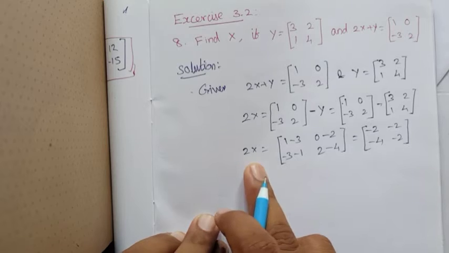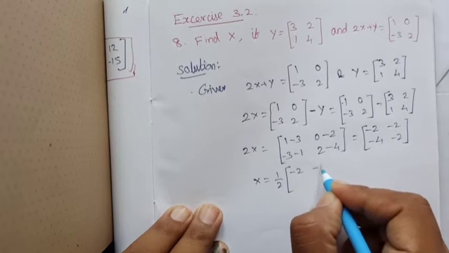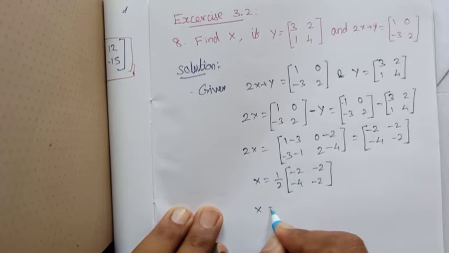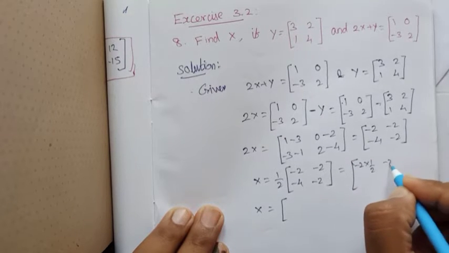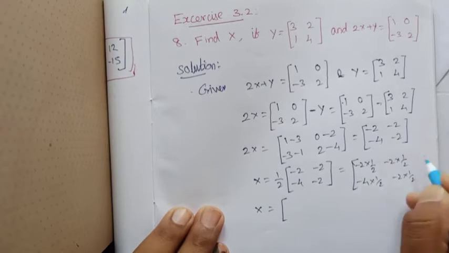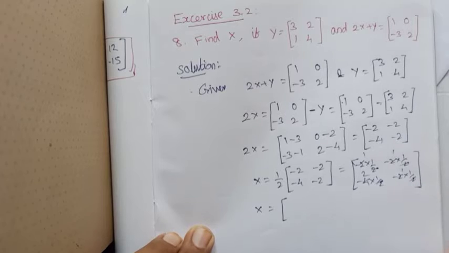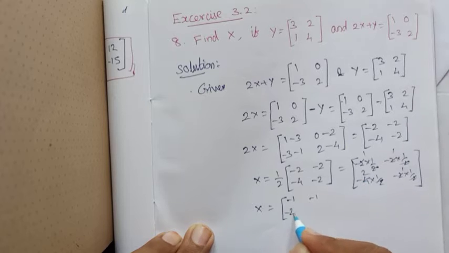We calculate the x value. So x is equal to 1 by 2 of this matrix, minus 2, minus 2, minus 4, minus 2. We multiply inside: minus 2 into 1 by 2, minus 2 into 1 by 2, minus 4 into 1 by 2, minus 2 into 1 by 2. 2 ones are 2, here also 1, and 2 twos are 4, here also 1. So we get minus 1 and minus 1, here minus 2 and minus 1. This is the x matrix.